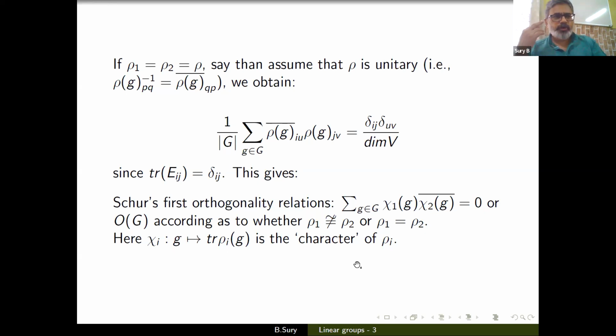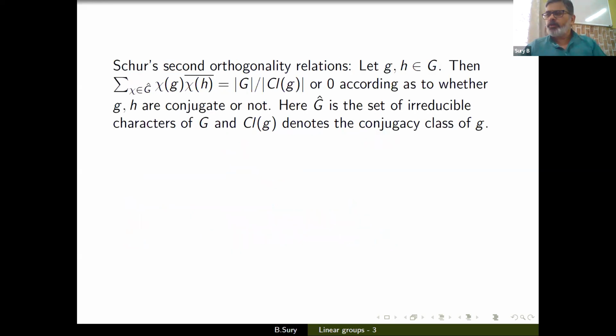In fact, Schur's orthogonality relations are of two types, first and second. Both are very useful in counting many things. For example, often you have some number of coverings of certain types of spaces in terms of fundamental groups. You have to count the number of homomorphisms, in which case Schur's orthogonality relations really help in counting. I wanted to include one example, but it becomes too much, so I didn't do that.